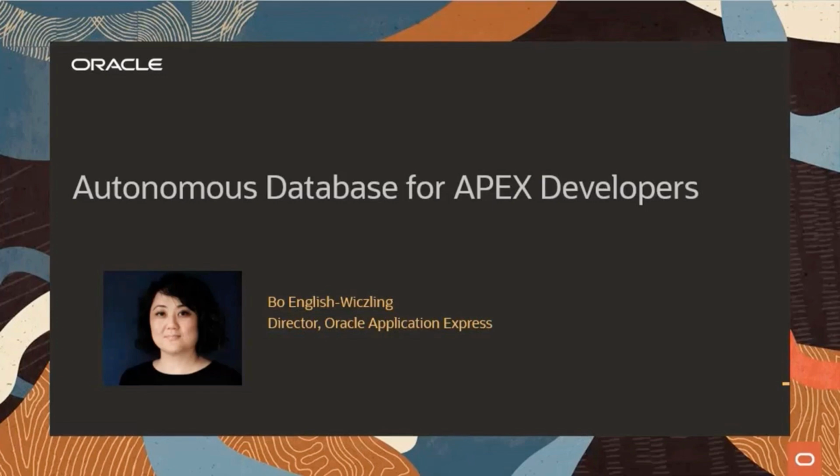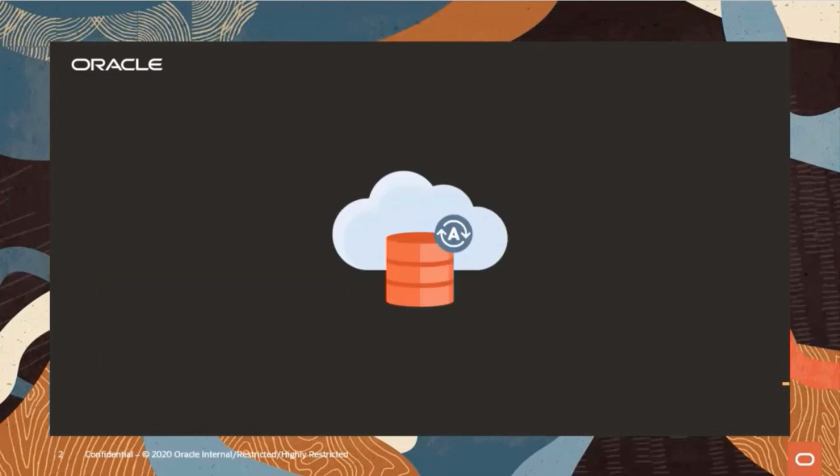Hi, in this workshop, we're going to cover what Autonomous Database is and how to extend Apex applications with some exciting new features that come with Autonomous. Let's begin with a quick intro on Autonomous Database. Autonomous Database essentially automates the database and infrastructure management so you don't have to spend time installing, securing, patching, tuning, and backing up the database.